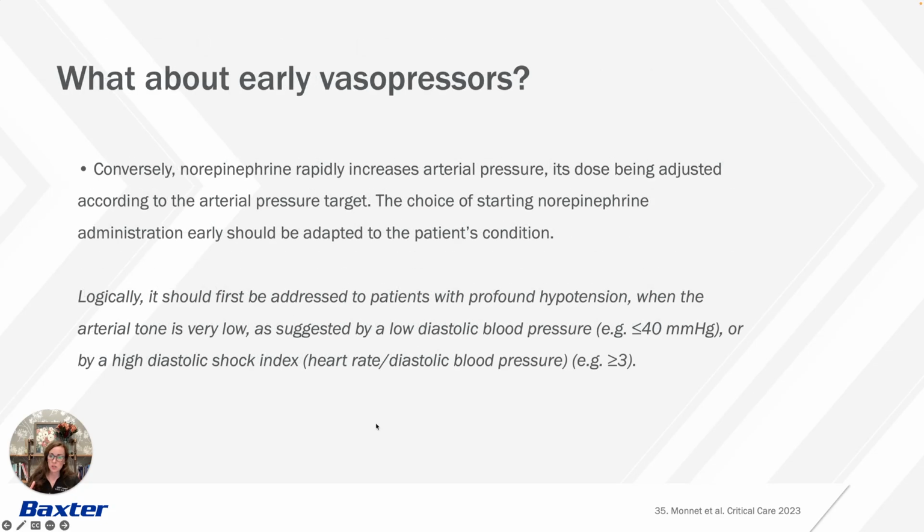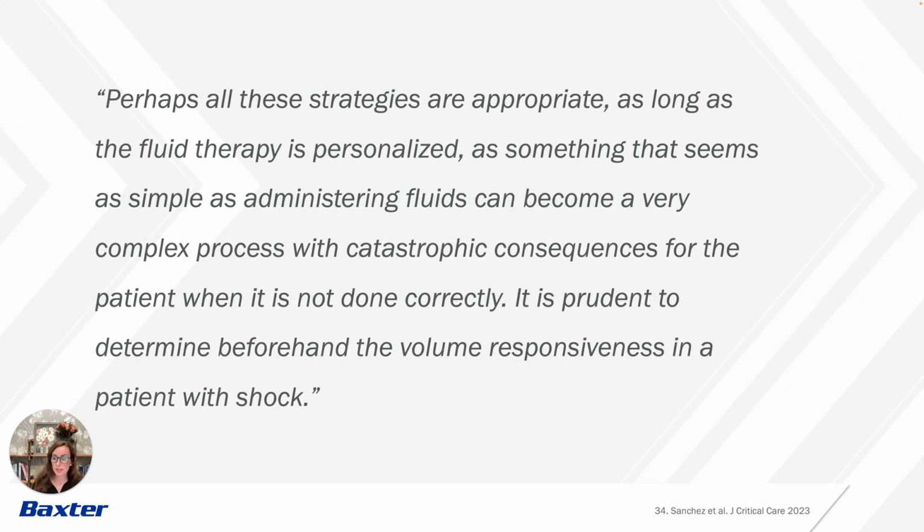But one of the things I wanted to show you guys as well, to add to the conversation for your curiosity and for you to investigate, is they say this: logically it should first be addressed to patients with profound hypotension. They're talking about the start of norepinephrine when the arterial tone is very low, as suggested by a low diastolic blood pressure or by a high diastolic shock index, additional parameters that clinicians are using to guide the diagnosis of shock states. So more tools in your tool belt, and you guys can continue to review this and read it for you to consider in terms of when we should start a vasopressor.